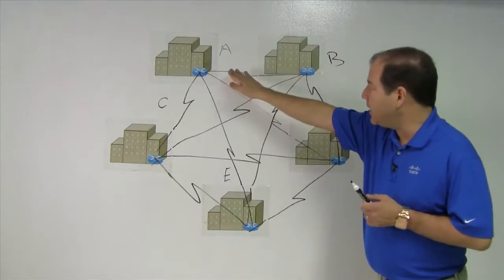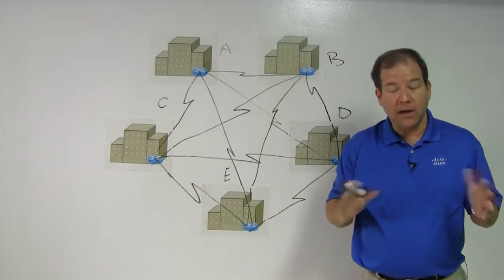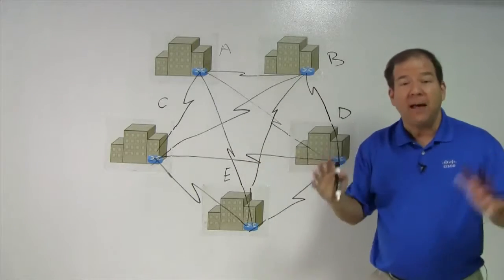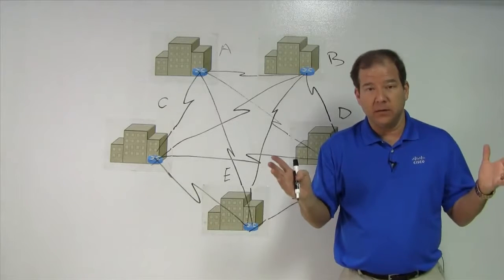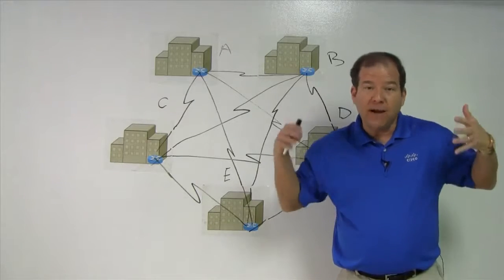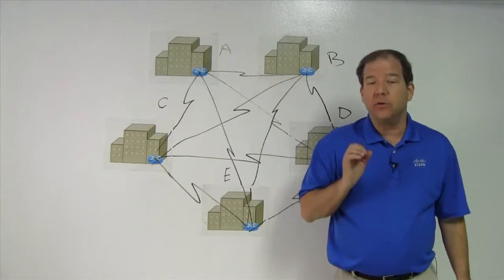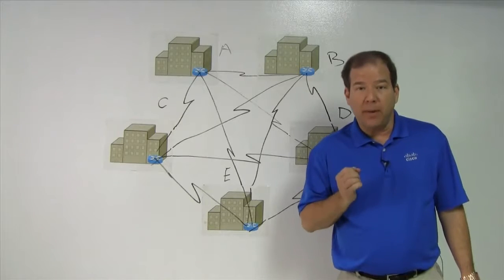If I wanted to communicate from A to B, I have an optimal path to do that. I've got a direct link. If I want to go from A to D or from B to C, I've got a direct link between any two sites. This is the opposite of the hub and spoke topology, where everybody had to come back to a central hub location. Here, I've got a direct path between any two sites. This gives me optimal pathing.